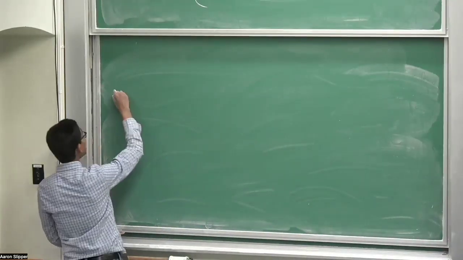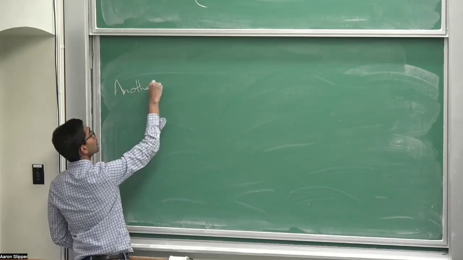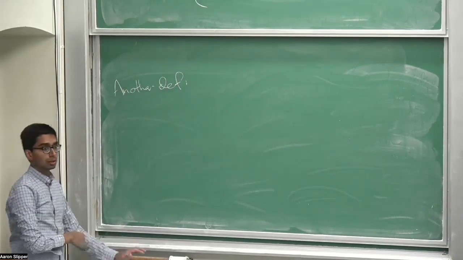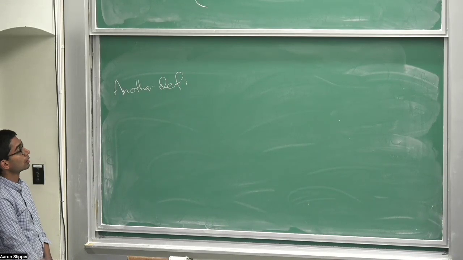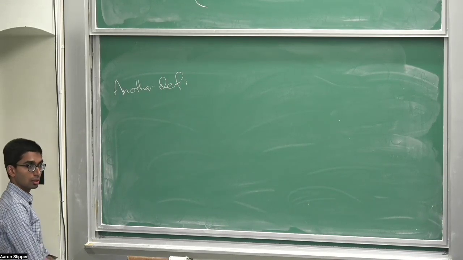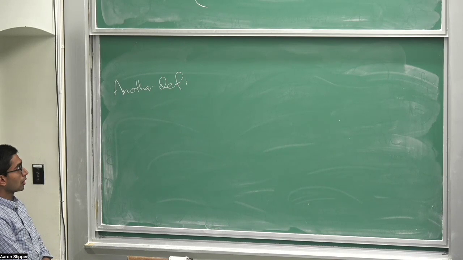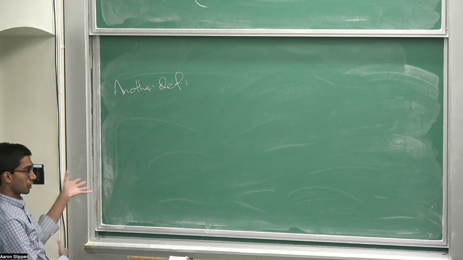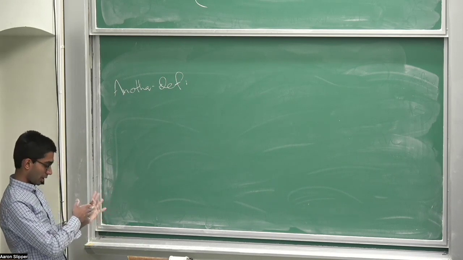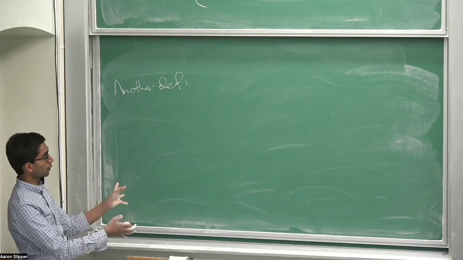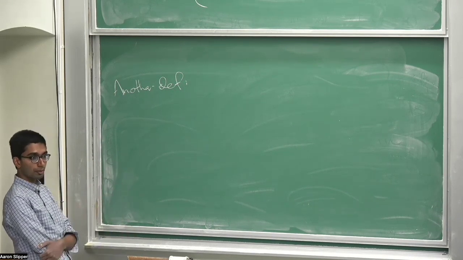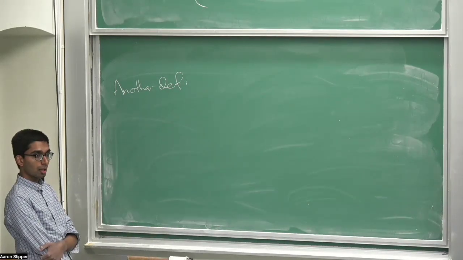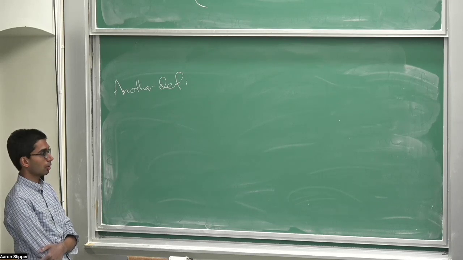Okay, so another definition. Yeah, H1 will also classify deformations, right? Well, this is basically giving you the cotangent complex, but you're looking at H1 of it. Okay, well, maybe this is also helpful.